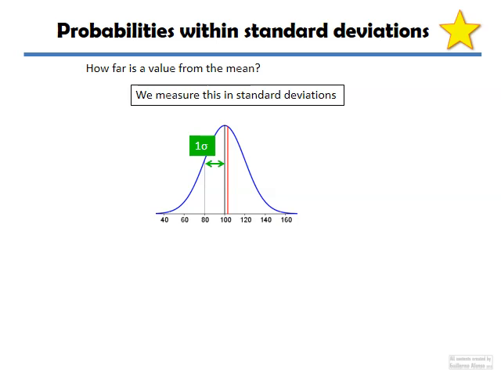And how far away is 60? Well, 60 is going to be 2 standard deviations away. And I can do that for any value. Look, for example, here, very close. I can say it's 0.15 standard deviations.